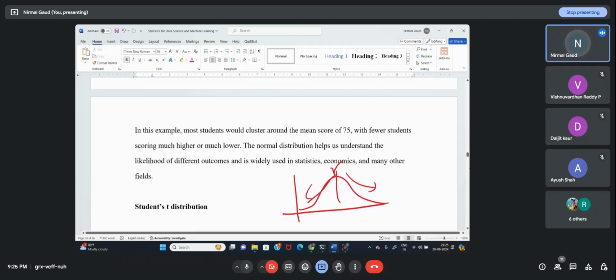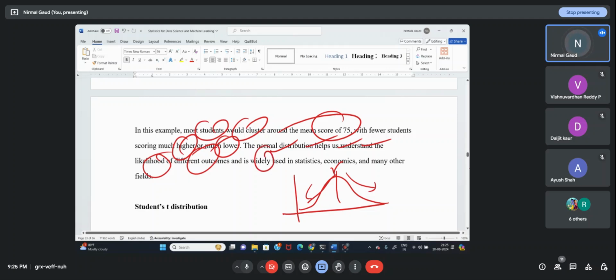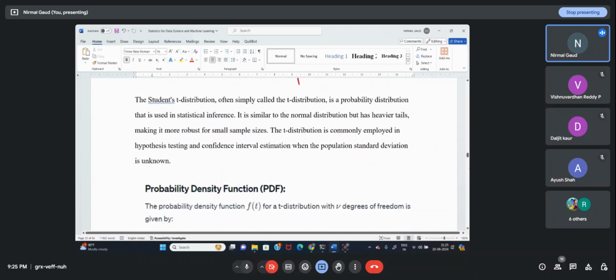So most students will cluster around the mean 75, few students will be scoring high, and few students will be scoring low. So normal distribution will help in understanding the likelihood of different outcomes and is widely used in stats, economics, and many other fields. Okay, that's what normal distribution means.